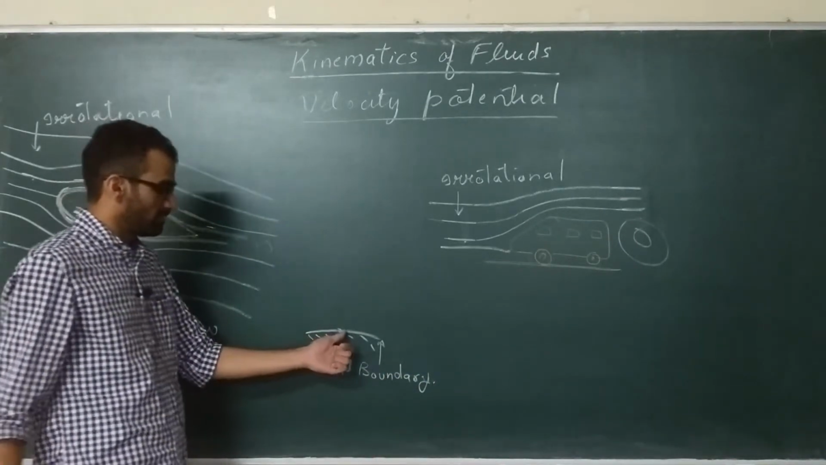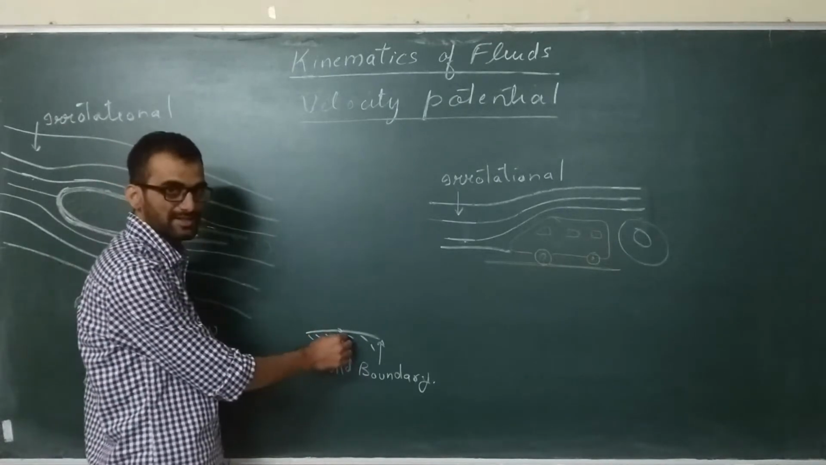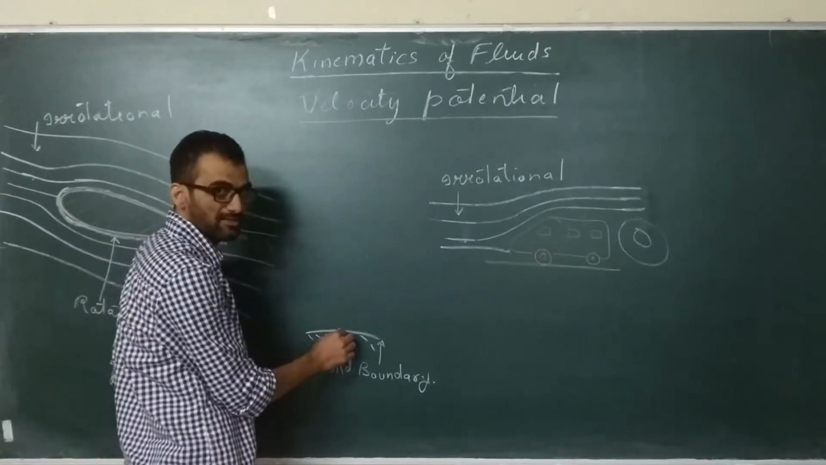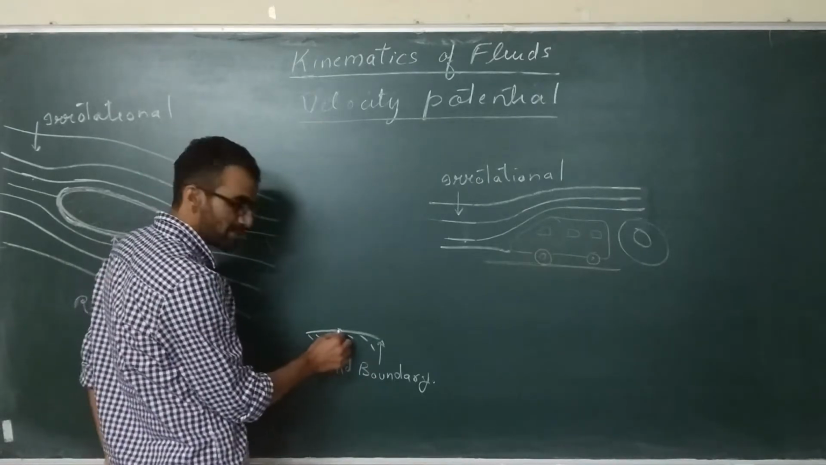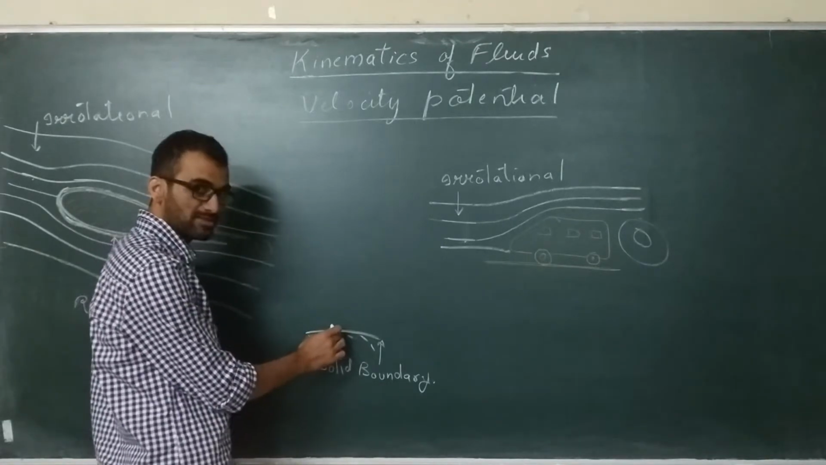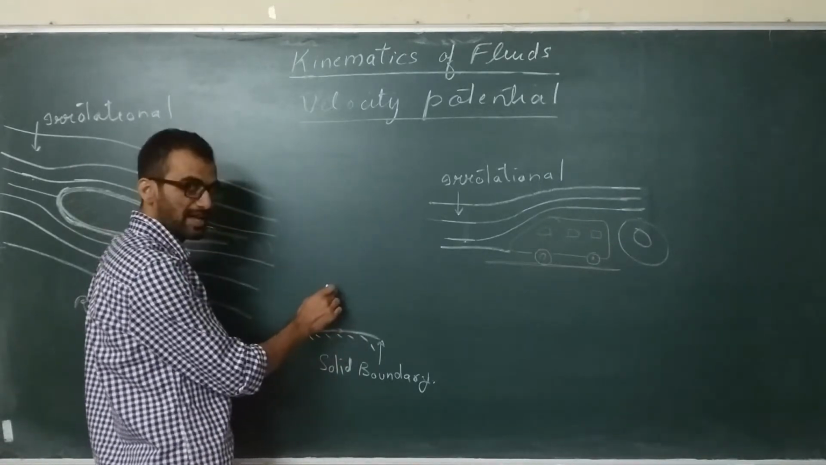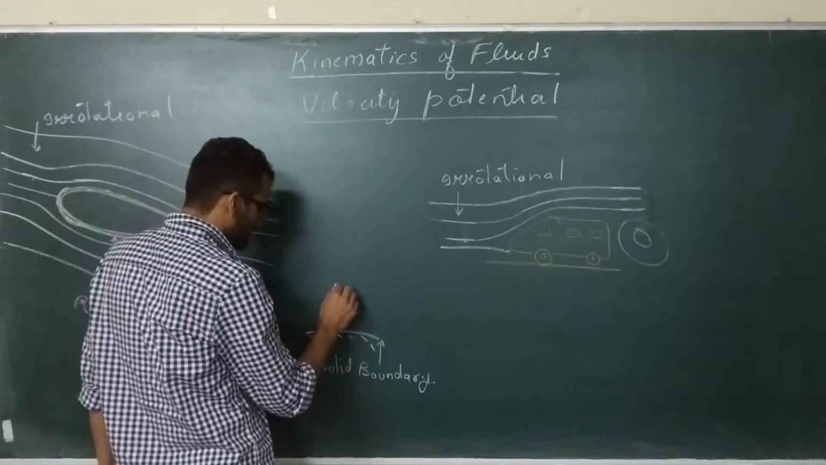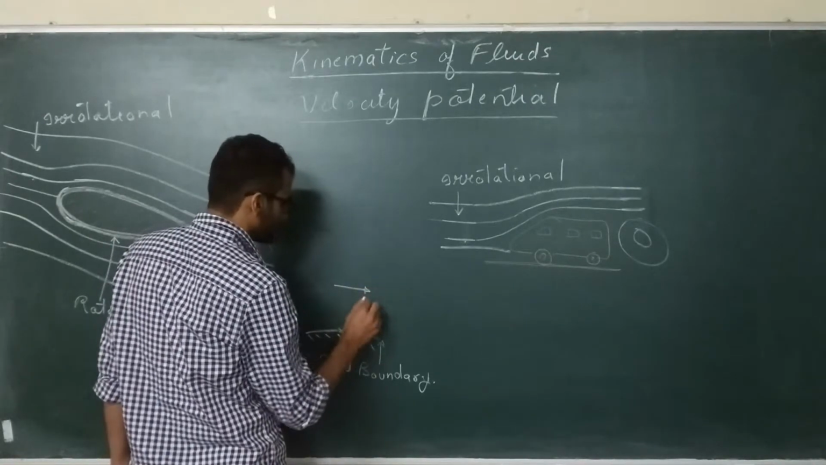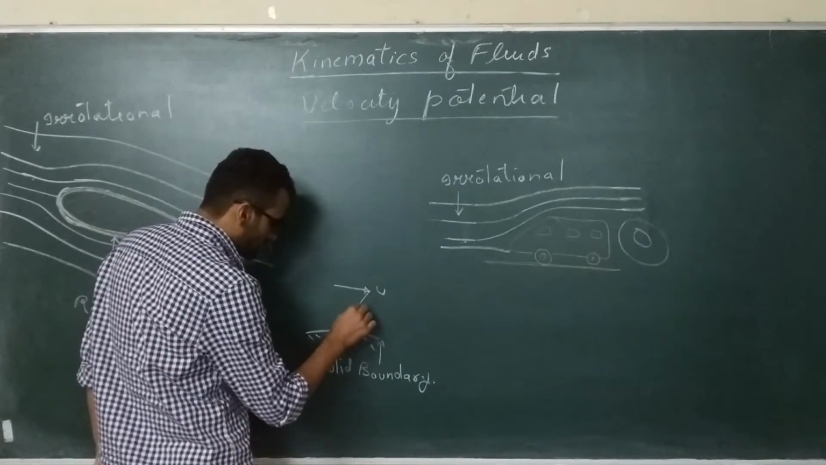On the boundary, fluid always follows the no slip condition. No slip condition means a fluid particle which is in contact with this boundary will have the velocity of this boundary. Now the boundary is stationary, therefore the fluid here will also have zero velocity. But the velocity above the boundary is very high, isn't it? So because of the viscosity, you will get something like this. If this is the velocity u here, but at the boundary the velocity is zero, you will get something like this.